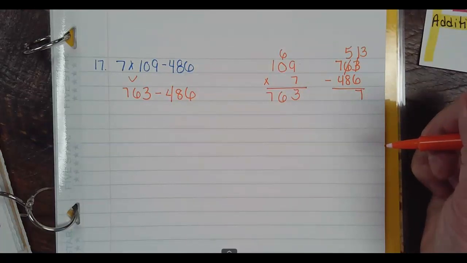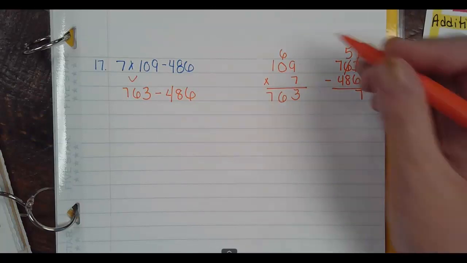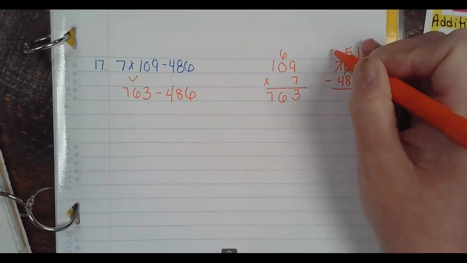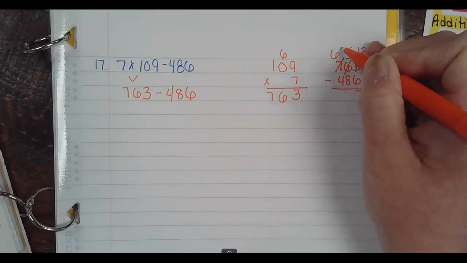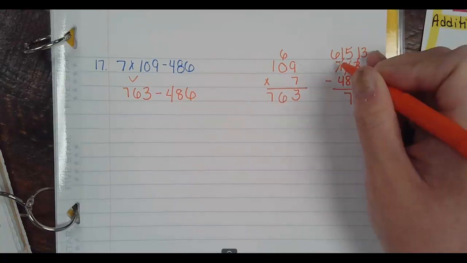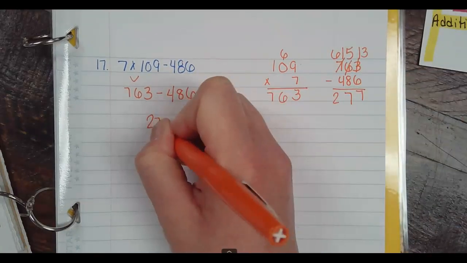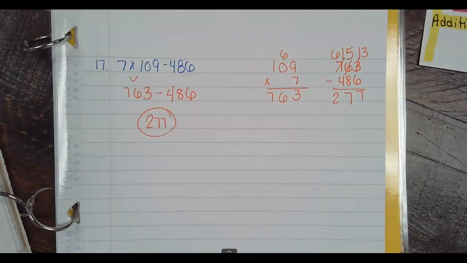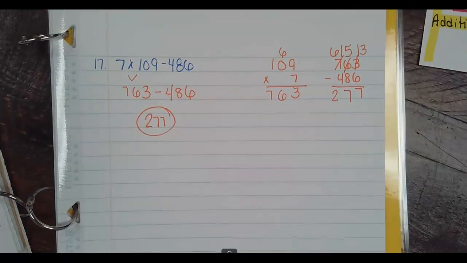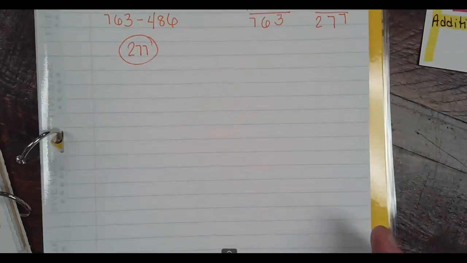You're right, I can't do 5 minus 8. Good catch. So what do I have to do? Borrow from the 7. The 7 becomes a 6, the 5 becomes a 15. 15 minus 8 is 7 again. 6 minus 4 is 2. So 277. What questions do you have about that one? Fair enough. As long as you can get the multiplication and the adding and subtracting and division right.